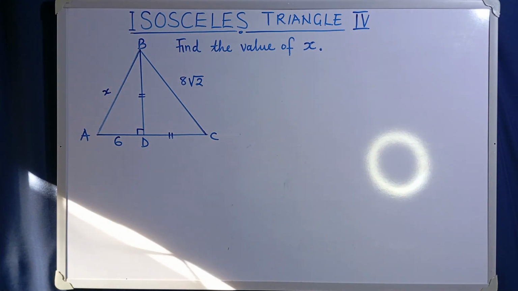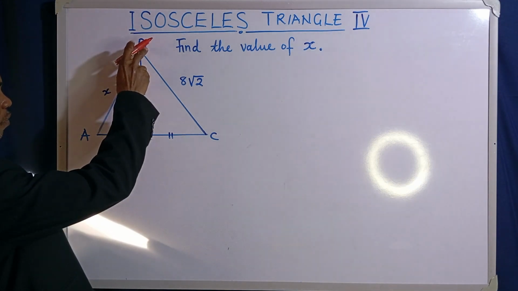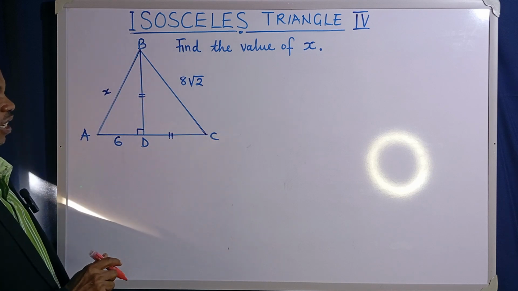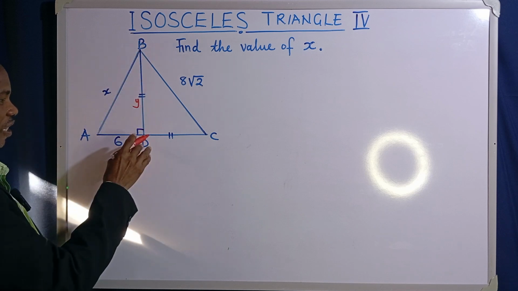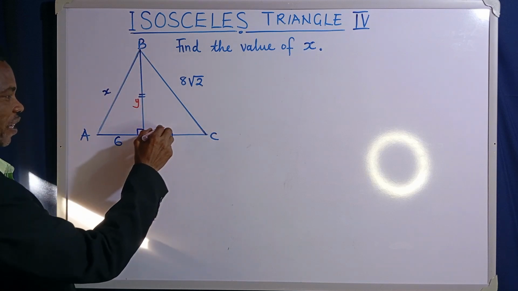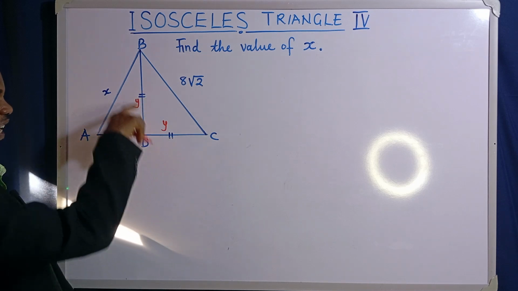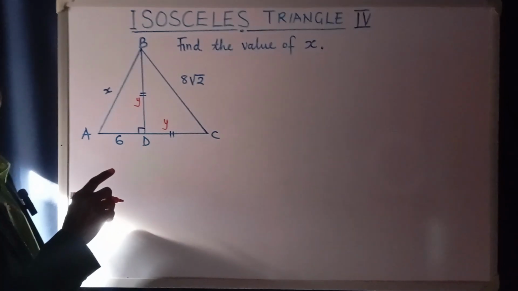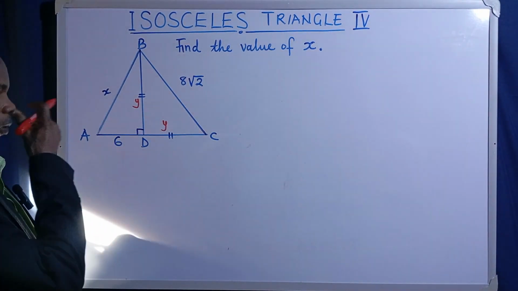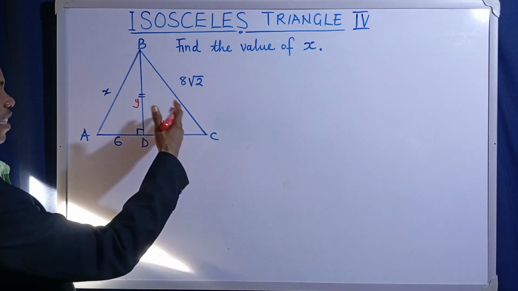So where do we start from? Before we start solving this, we're told that triangle BDC is an isosceles triangle. That means this length here, this vertical BD, is equal to this base here, DC, because the sign shows that the two sides are equal. So from there, let's solve from the right hand side.